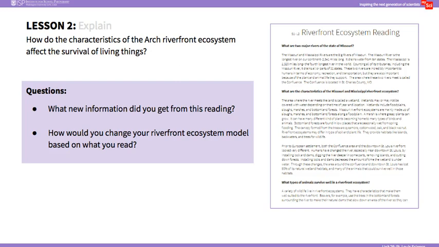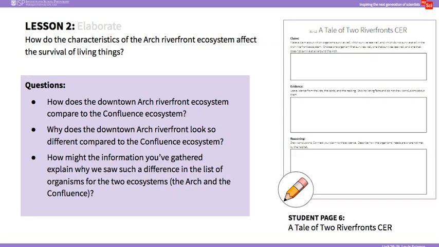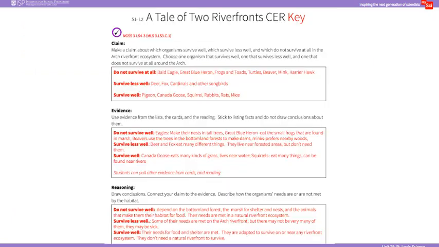live and thrive in. In the Elaborate portion of this lesson, you'll show students these two side-by-side images of the different ecosystems, one of the Arch Riverfront and one of the confluence. You'll hand students their riverfront animal cards, having them consider the different features of these two ecosystems. Once they look at the ecosystems and the animals, you'll have them complete a claim evidence reasoning. They'll discuss why the Arch Grounds is great for some animals, but not a great habitat for others.